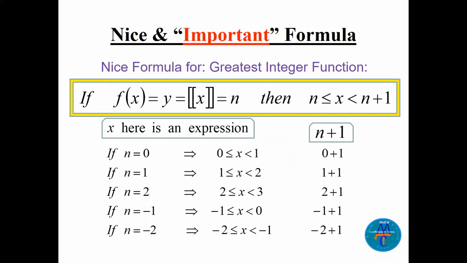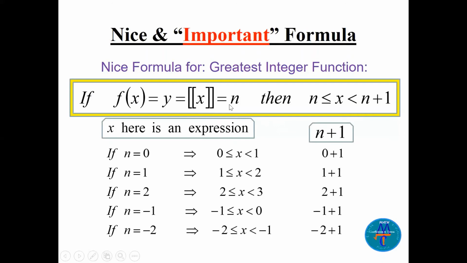Now, there is a nice and important formula about the greatest integer function. If the greatest integer function of x is equal to n, remember n is an integer, then x is between n closed, greater than or equal, and less than n plus 1, which is open. Now, x can be an expression, remember, like 2x minus 1, x plus 7, etc. Let me give you some examples here.